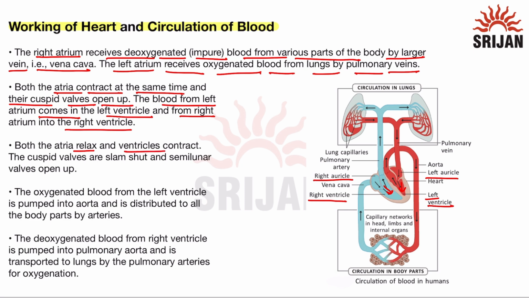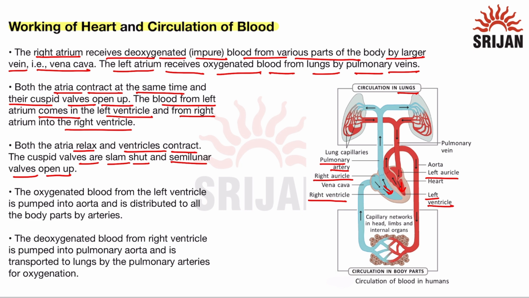Now both the atria will relax and the ventricles will contract. The cuspid valves present between the atrium and ventricle are slammed shut and the semilunar valves will open up. Semilunar valves are present between the right ventricle and the pulmonary artery, which helps to carry the blood from the right ventricle to the lungs. And semilunar valves are also present between the left ventricle and the aorta.